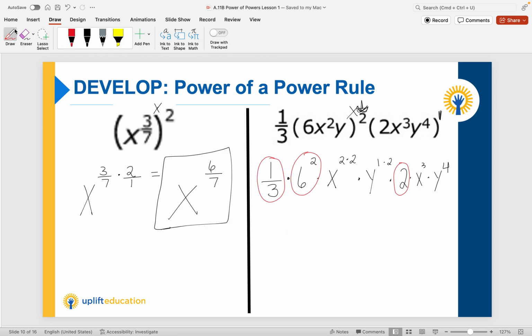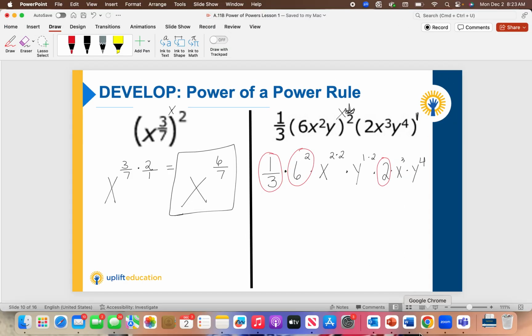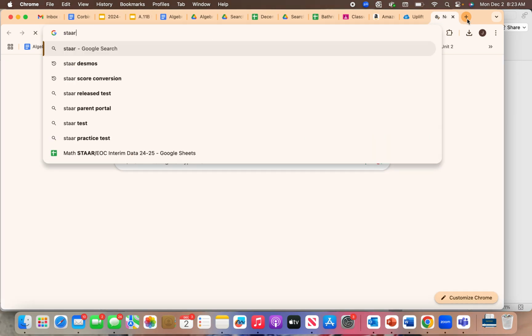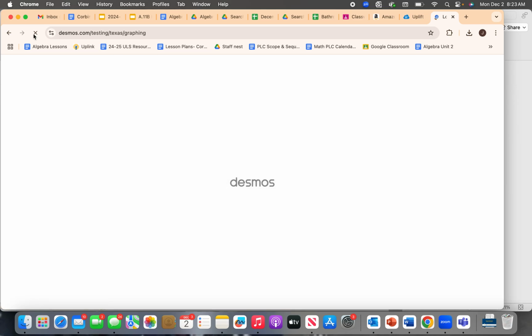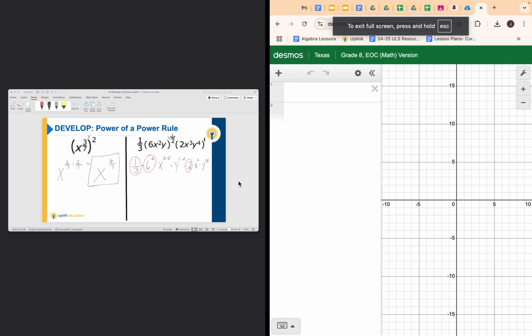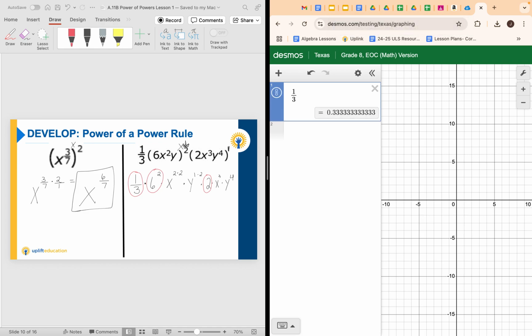I'm going to also show you real quick how we just do this in Desmos. For those of us who love using Desmos, I know we do. Let's head over to Desmos. Remember, we're going to go ahead and go to Star Desmos. We're going to make sure we're using that green Desmos. And I'm going to go ahead and split the screen here, so we can see our problem there and how we utilize our calculator. So we have 1/3 times 6 to the 2nd power times 2. And so we have a 24.